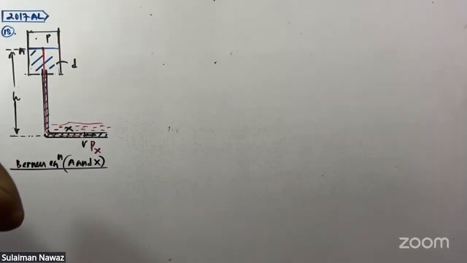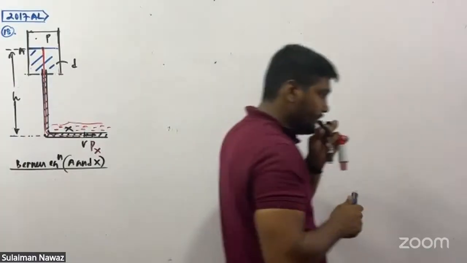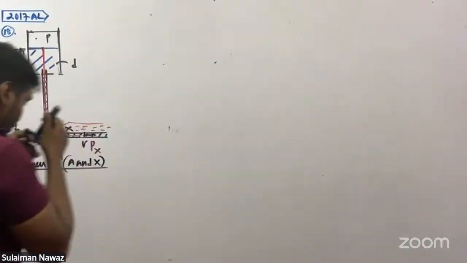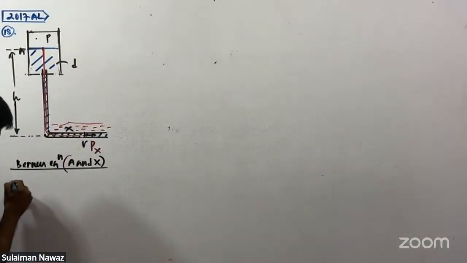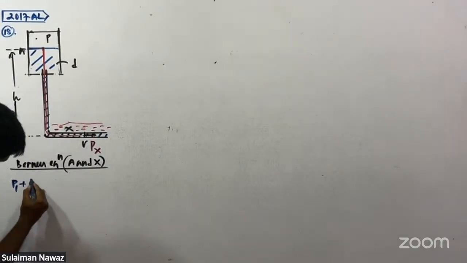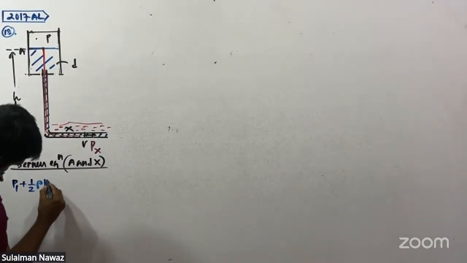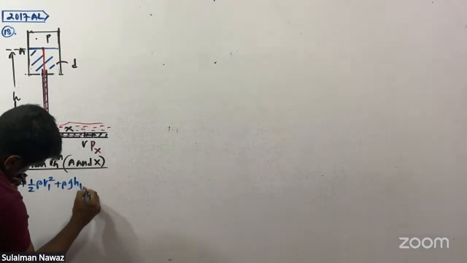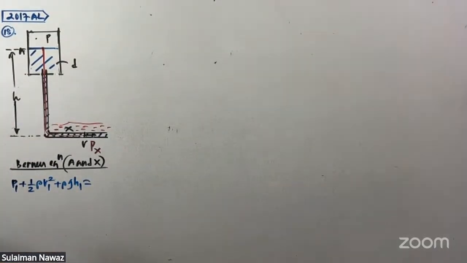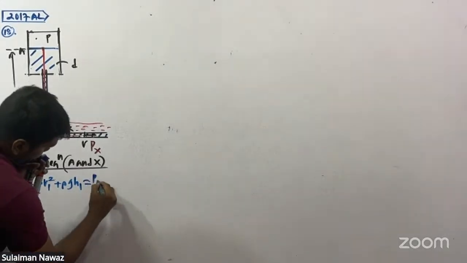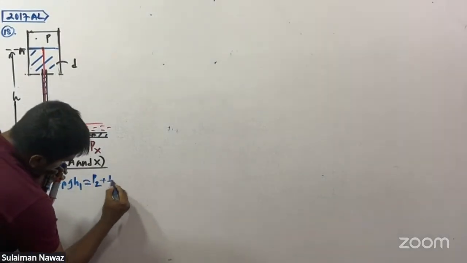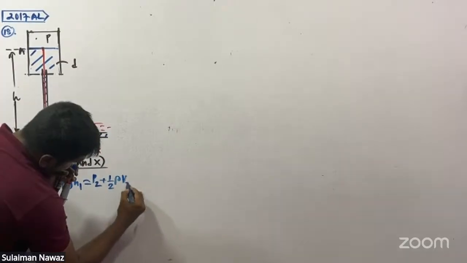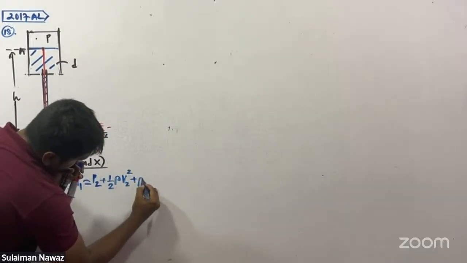Again, P1 plus half rho V1 square plus rho GH1. We'll take the break after this question completes. We'll finish this question, then we'll go. P1 plus half rho V1 square plus rho GH1 must be equal to P2 plus half rho V2 square plus rho GH2.